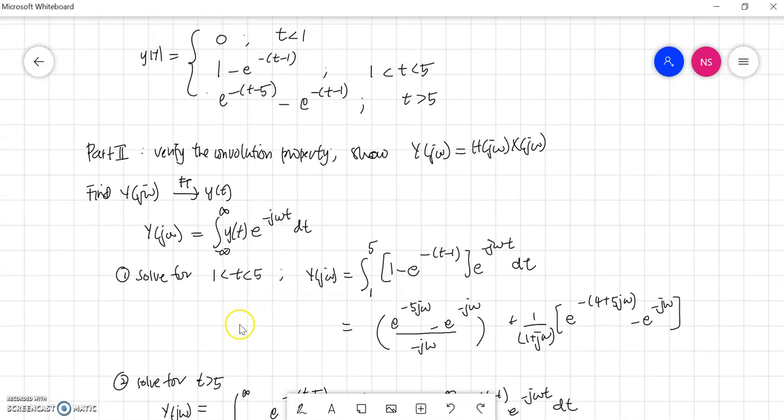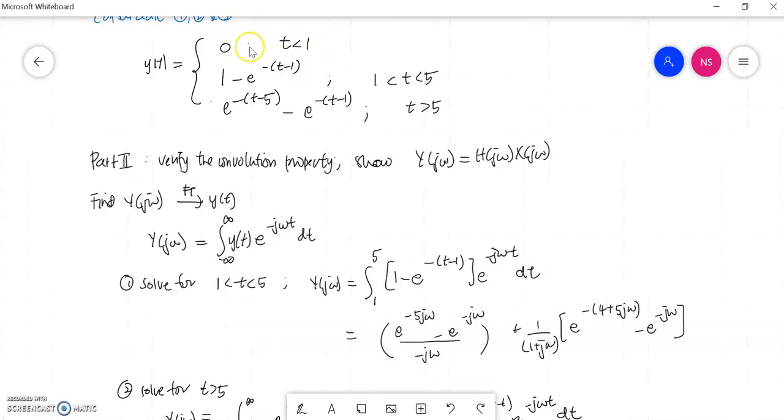Based on our y(t), we see there are three parts. When t is less than 1, it's equal to 0. When t is between 1 and 5, we have the function 1 minus e to the power of minus (t minus 1). And when t is bigger than 5, we have this expression for y(t). So we do it part by part. We look at the value of y(t) when t is between 1 and 5, and then find the Fourier transform of this expression.